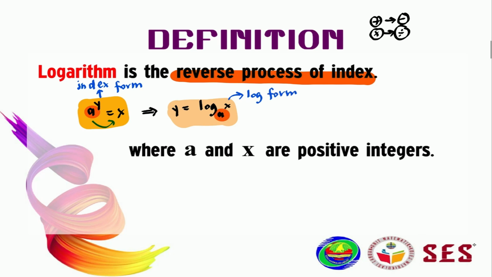Let's test you. Say we have 3 to the power of y equals x. This is an index form with 3 as the base. Let's find y. We are going to move this base to the other side and make it a log form. So this will become y equals log x base 3. Once more, and then we'll move on. Try to change 2 to the power of a equals b into a log form. Can you do it? Is a equals log b base 2 your answer? Very good. Now we can move on.